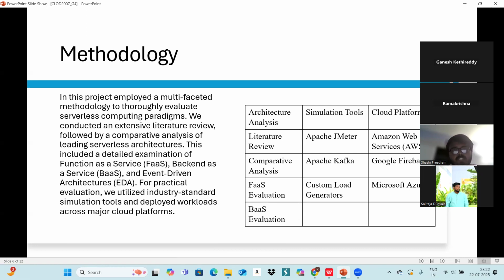In this, they selected and analyzed three major paradigms: FaaS, which is function as a service, like AWS Lambda or Google Cloud Functions; BaaS, like Firebase or AWS Amplify; and EDA, event driven architecture. It was built around event brokers like Pub/Sub, which is publish and subscribe, Eventarc, or EventBridge. Coming to step 3, experimental setup.